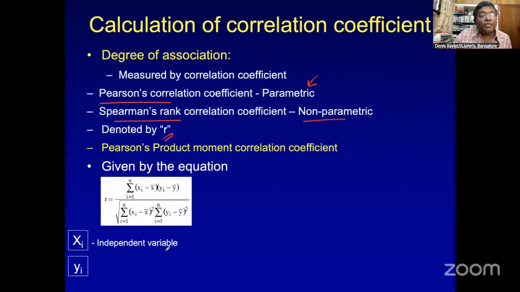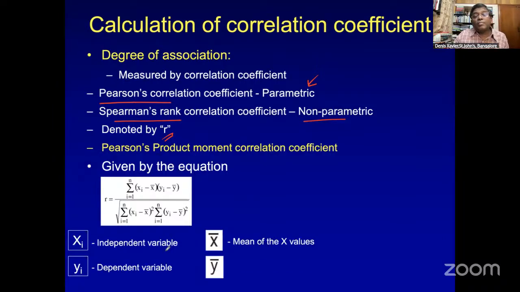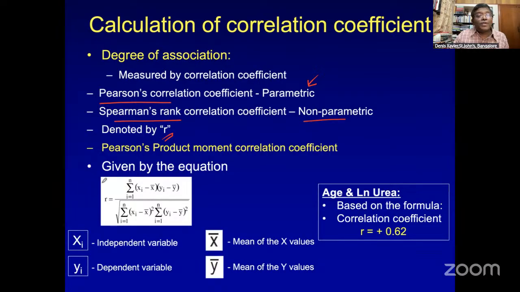So in this, what do we have? Xi is the independent variable, yi is the dependent variable, x bar is the mean of the x values, and y bar is the mean of the y values. Okay, so when we computed this R, I got it based on the formula. I got R equals 0.62.